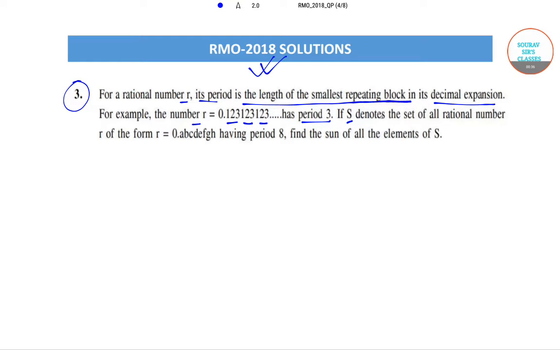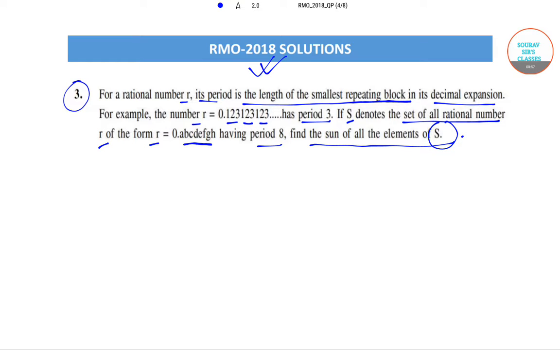Now if capital S denotes the set of all rational numbers r of the form 0.abcdefgh repeating, as you can see, it has the period 8. We need to find the sum of all elements of S. So this is what we need to find out.